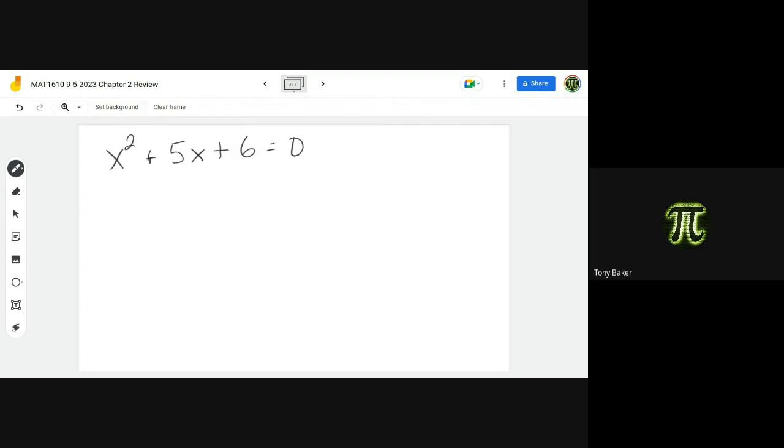I think you split the equation into 2 parentheses, and they're both going to have x. Yeah, so we're looking for 2 numbers that multiply to 6 and add to 5. x plus 2 and x plus 3. Yeah, so in this case, it's 2 and 3. If you can't come up with it right off the bat, you start off with 1. So 1 and 6 adds to 7, doesn't work.